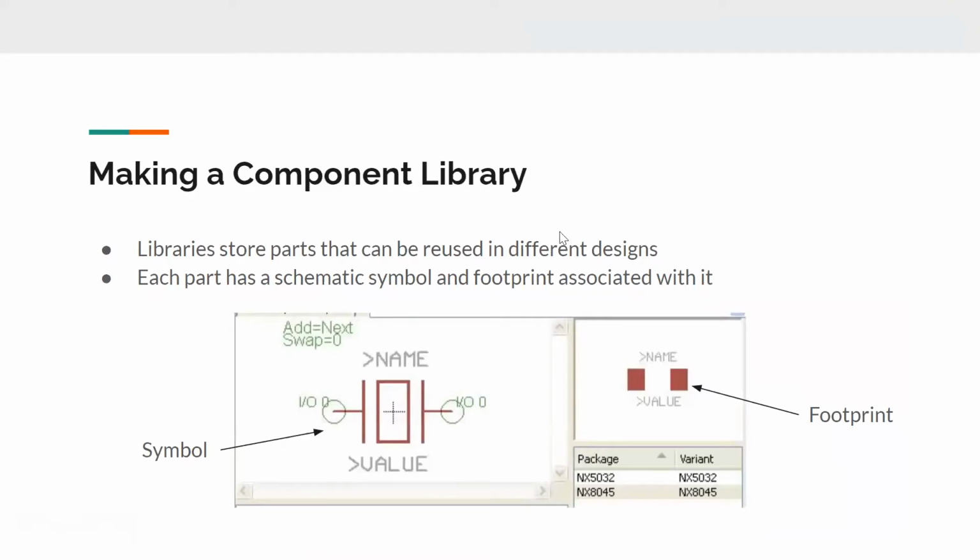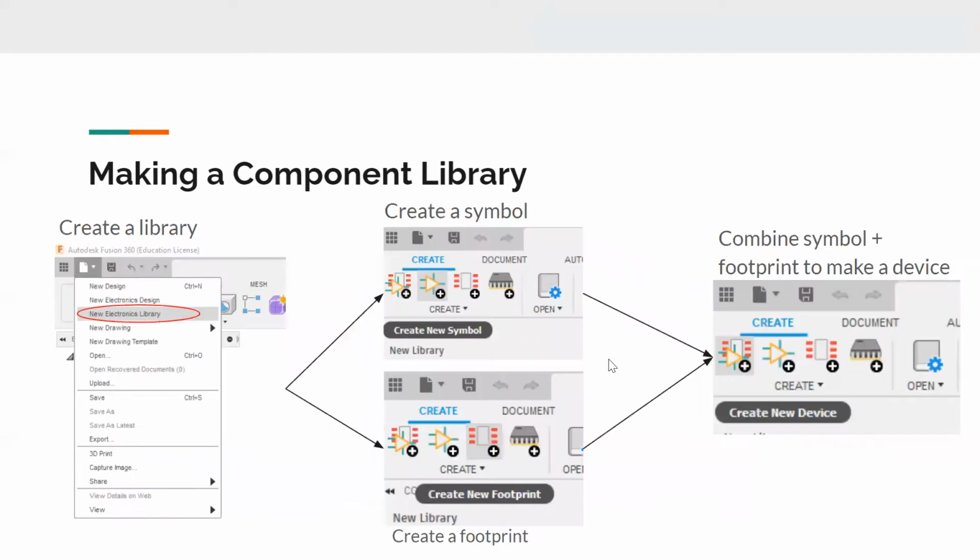To start any design, you'll need a component library. Libraries are things that store parts that can be reused in different designs. Each part has a schematic symbol associated with it, which is used in the schematic capture step. And each part also has a footprint, which is a physical representation of where it'll be placed on the board. These libraries allow you to reuse components across completely different designs if you want.